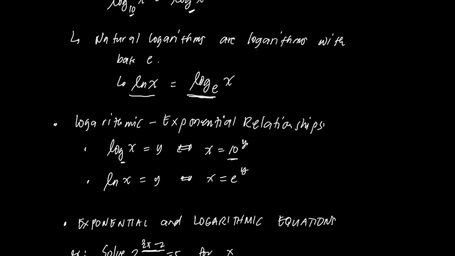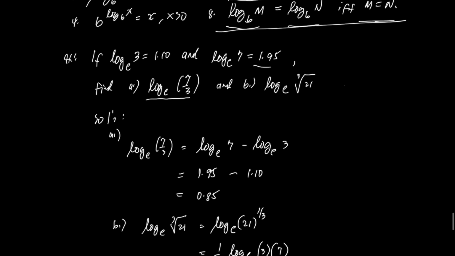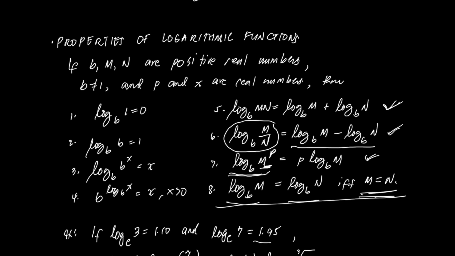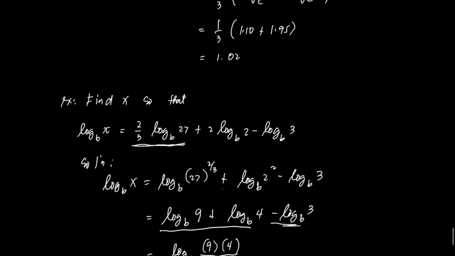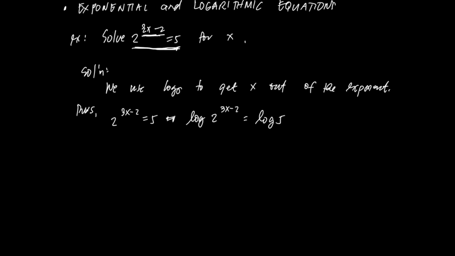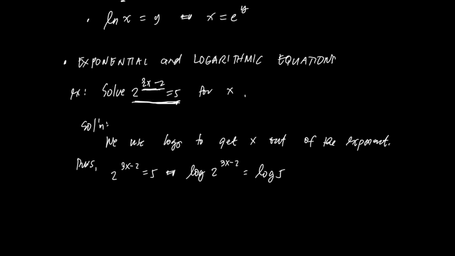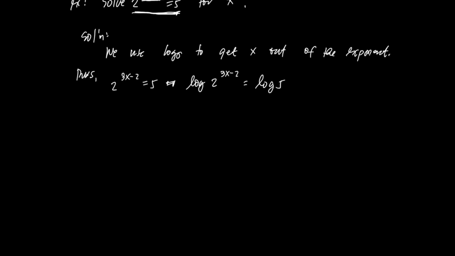What rule is this? This is just rule number 8. If m equals n, then log of m is equal to log of n. Here, since we already have the common logarithm, we can use common logarithm, so we don't have to write the base 10. From here, we can have 3x minus 2 times log of 2 equals log of 5.